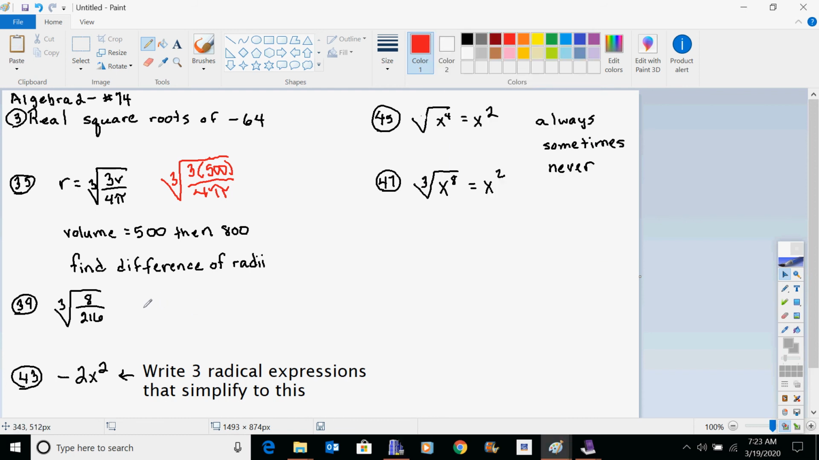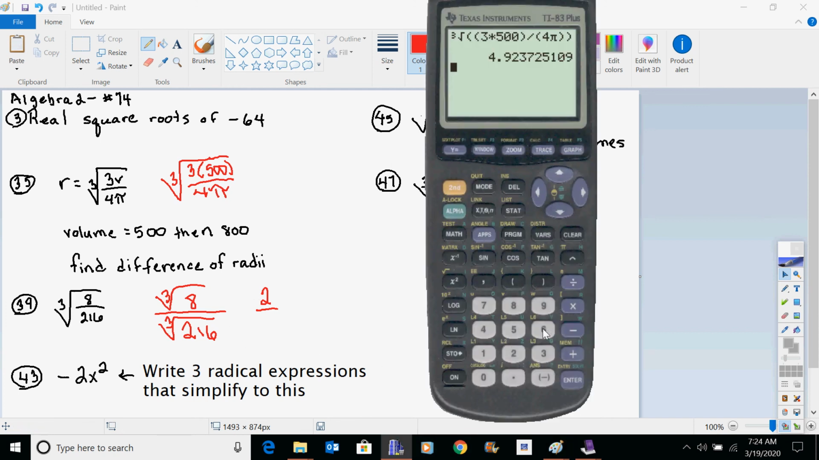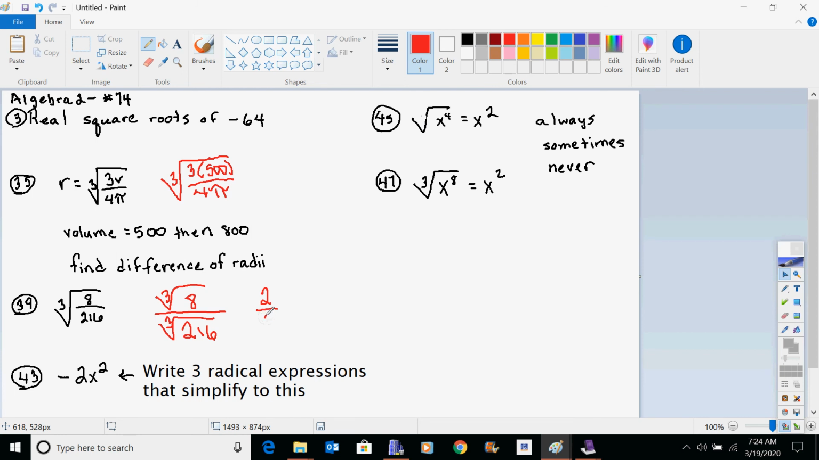This one here, we can think about taking the cube root of the numerator and the cube root of the denominator. Now 2 times 2 times 2 is 8, so this is 2. And 6 times 6 times 6, I believe, is 216. Yep, so 2/6. And you always reduce a fraction, so we end up with 1/3 for that one.